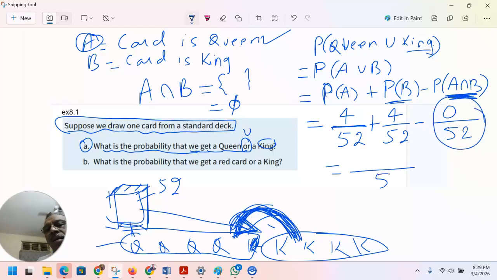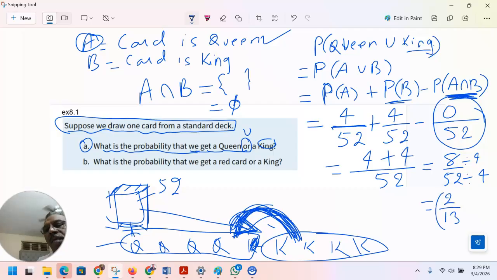So 52 is the common denominator and you get 8 over 52. You can also divide both top and bottom by 4 and get 2 out of 13. So we'll keep it like this, and even if you write this, it is okay.